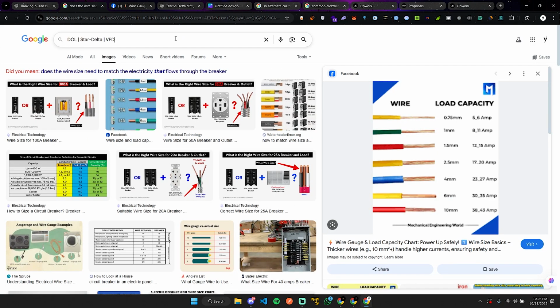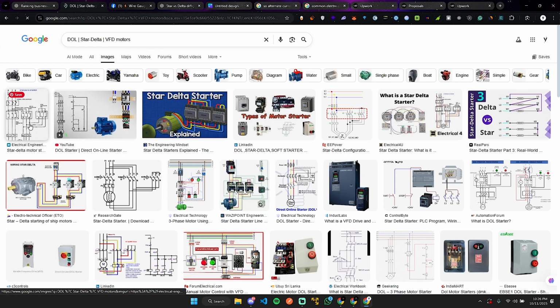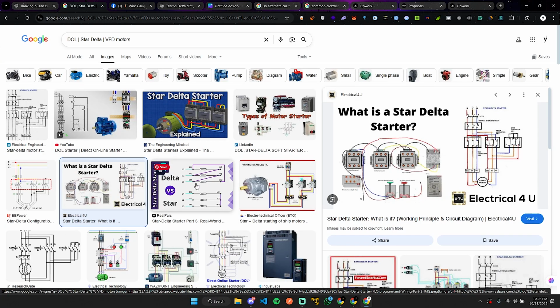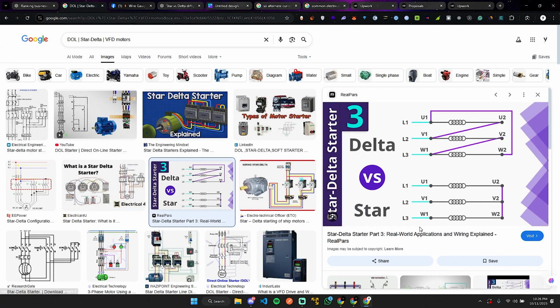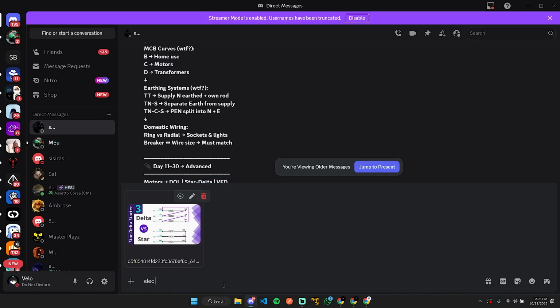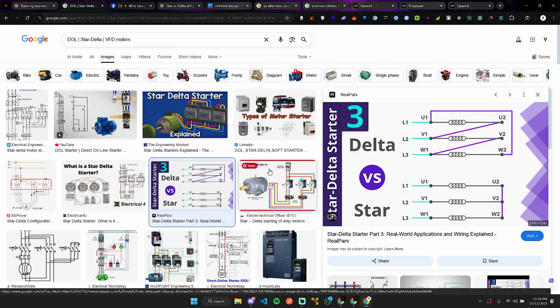FD, so let's say for example motors. Delta versus star. Interesting. Yeah, I mean, I have the delta versus star. Alright.